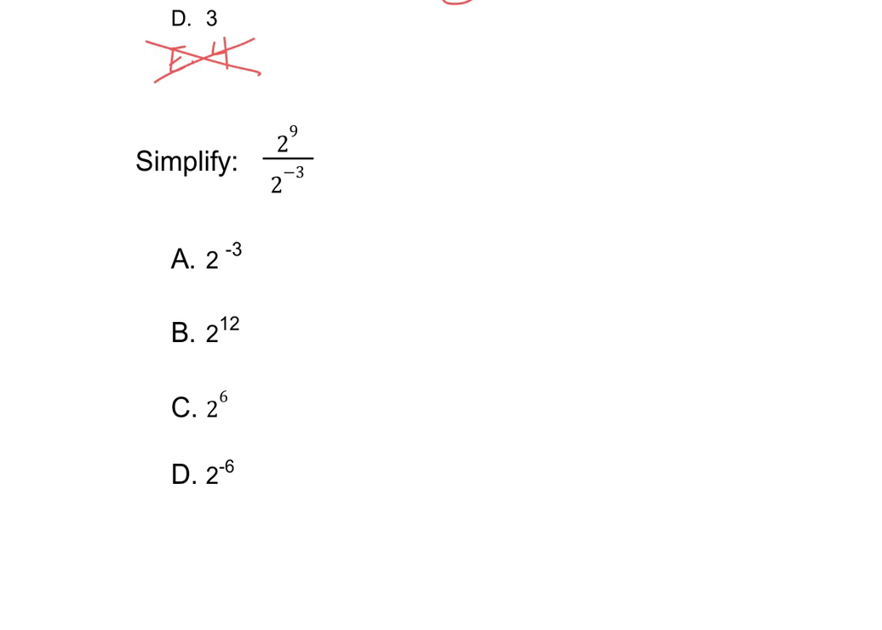Next one, I've got 2 to the 9th divided by 2 to the negative 3rd. Again, we need to subtract our exponents. You need to use a calculator. I can't stress that enough. You don't want to make silly mistakes, especially when it's multiple choice, right or wrong.